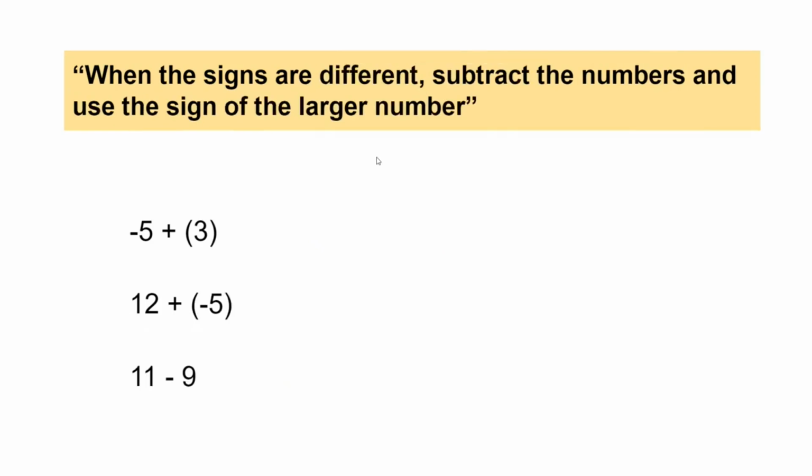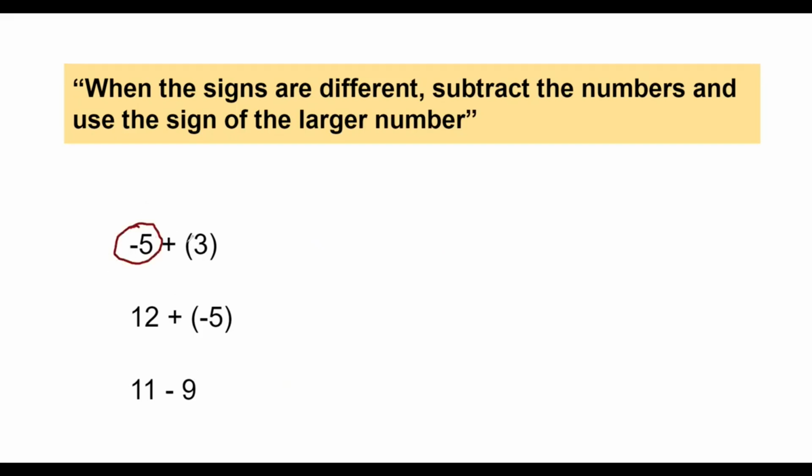When the signs are different, what we do is subtract the numbers, and we use the sign of the larger number. So when we subtract, we're always going to use the larger of the two numbers. So here, minus 5 plus 3, these signs are different. This is the larger number. So we subtract the smaller number from the larger number. 5 minus 3 is 2. But we keep the sign of the larger number. So this becomes minus 2.